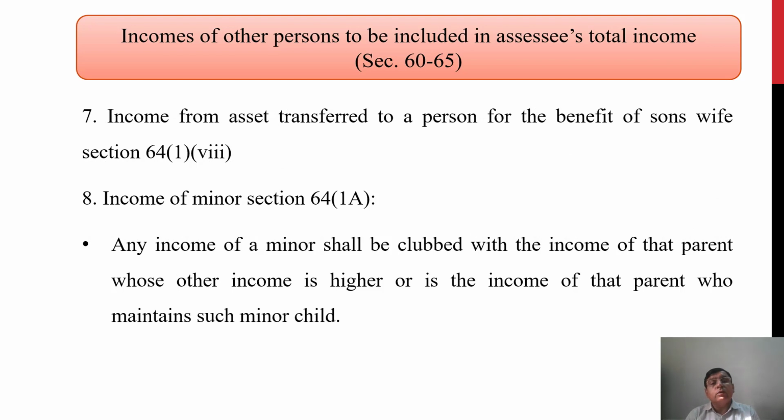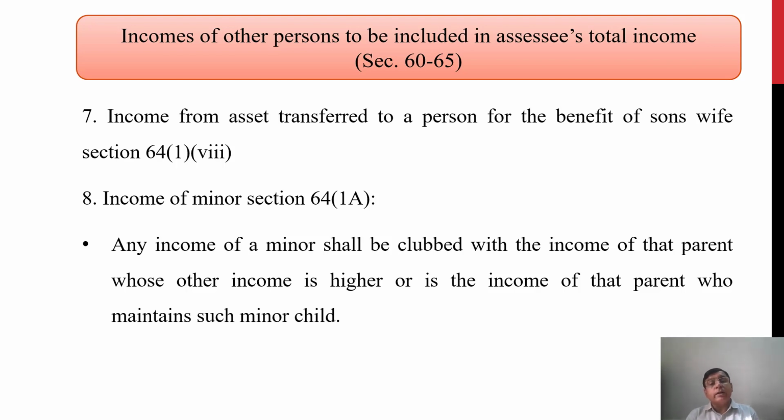Next point comes to us: income from asset transferred to a person for the benefit of son's wife. As we have discussed in the last slide, if any person has transferred any income or any asset to another person for the benefit of the daughter-in-law, then that income will also be included into the total income of the transferor.